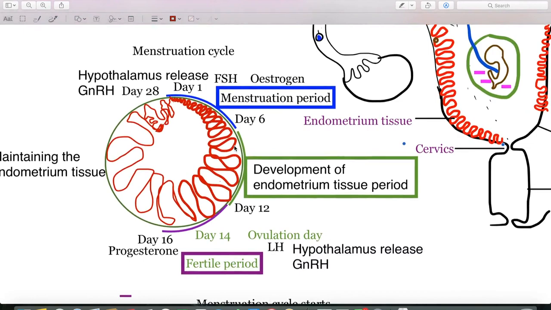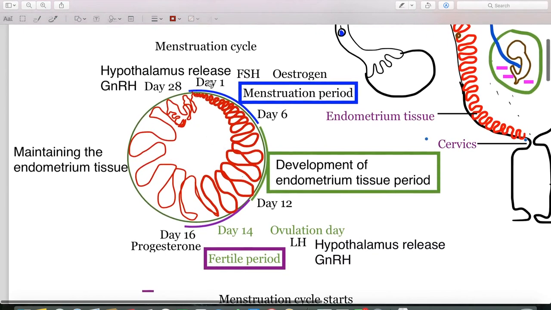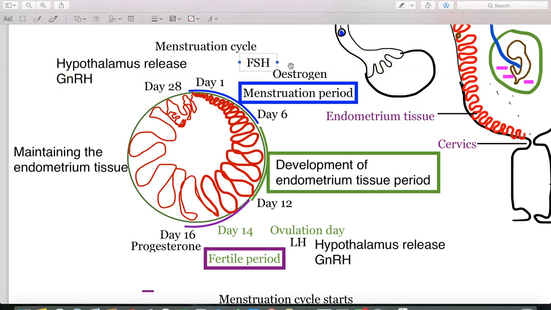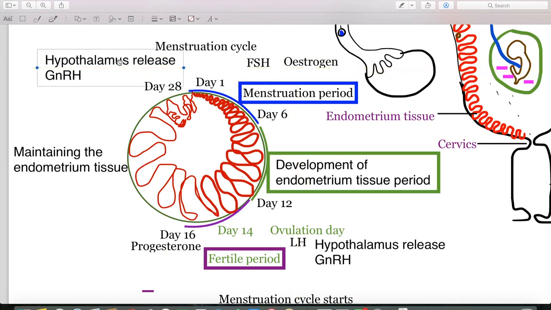When you look at the menstruation cycle, it starts from day 1 and lasts approximately 28 days. Let me put all the hormones aside because I don't want to confuse you first. I'll come back to the hormones and how the endocrine system regulates your menstruation cycle. So it all starts from day 1 and lasts about 28 days. It depends on different individuals, who have different timelines of a menstruation cycle.